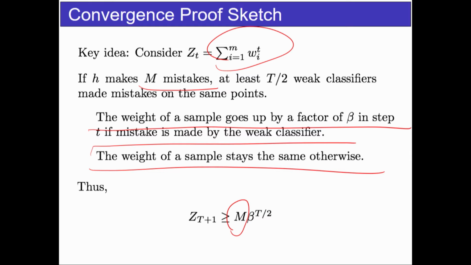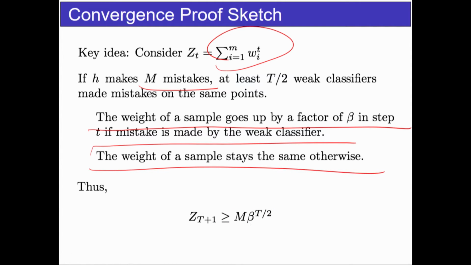Because T by 2 classifiers are making mistakes on that point, that sample's weight must have increased at least T by 2 times. So that particular sample has a weight of at least beta power T by 2. It can be greater, but at least beta power T by 2. And you have m such samples. You are making m mistakes, so it's m beta power T by 2. So your total weight is at least this much. That's the idea.